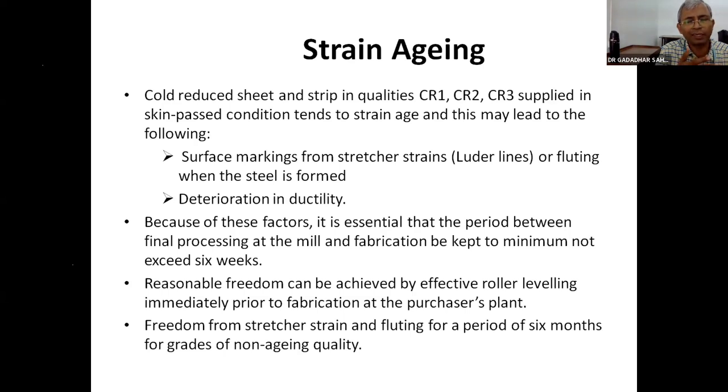Prior to fabrication, they usually do roller leveling, so that way they will try to avoid that. But instead of 6 weeks, we can go up to 6 months also in the case of CR4, CR5 grade steels. There, the carbon and nitrogen are stabilized with the addition of titanium. So if this interstitial element is stabilized, then we can hold for a longer period before fabrication.